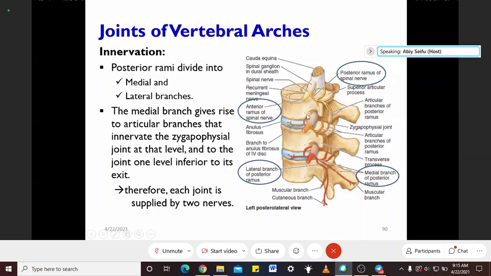The same is true for the joint between the vertebral bodies, which is supplied by two nerves, because when these meningeal branches re-enter the vertebral column, they descend inferiorly and extend up to the inferior one, so they supply two vertebrae, the vertebral body joint. Therefore, each joint gets two innervations from two spinal nerves.